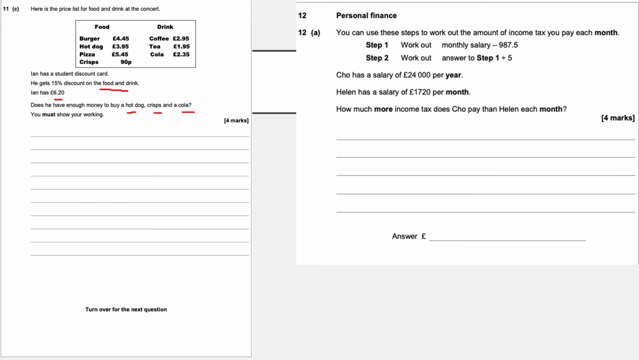So let's first of all work out the total cost. So it's hot dog, which is £3.95, add the crisps, which is 90p or 0.9, add £2.35. So working this out on my calculator, guys.